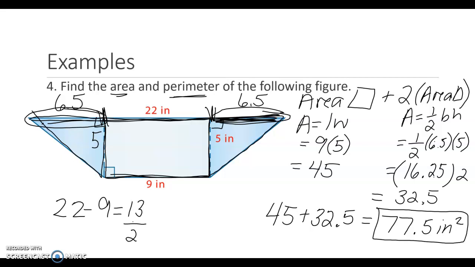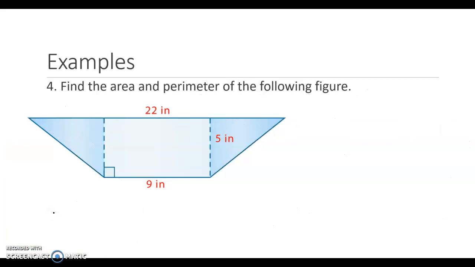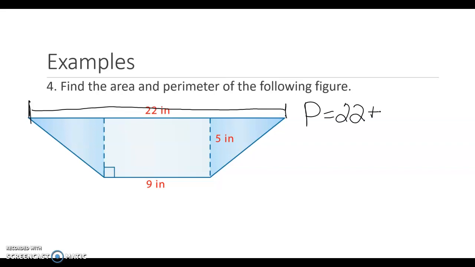Okay, I'm going to erase this slide, and we're going to start over looking at the perimeter part. So now let's look at the perimeter. For the perimeter of a composite figure, we're just going to add the sides as we go around. So let's just say that I make my starting point here. So for my perimeter, I'm going to start by adding 22. As I keep going around, I need to know this distance, that way I can add it.